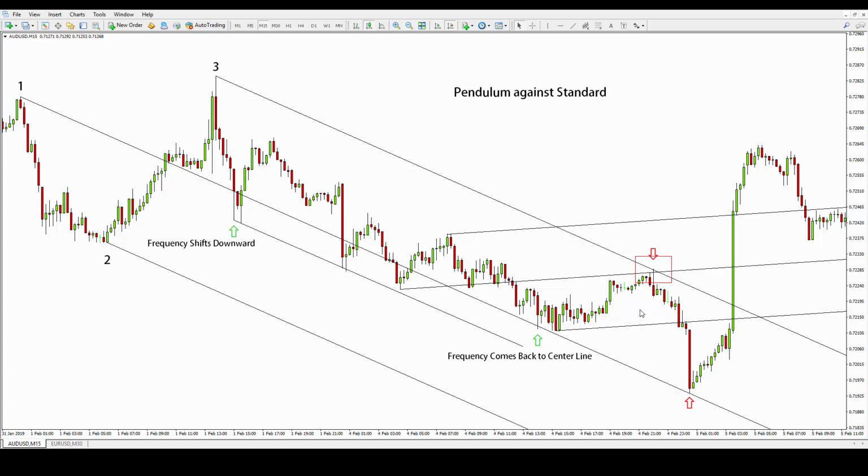Remember that it's still a good idea to align this type of linework with the other elements of the analysis. Don't try to trade just using forks because they are a unidimensional technique despite their richness. Always attempt to trade using a multidimensional analysis.